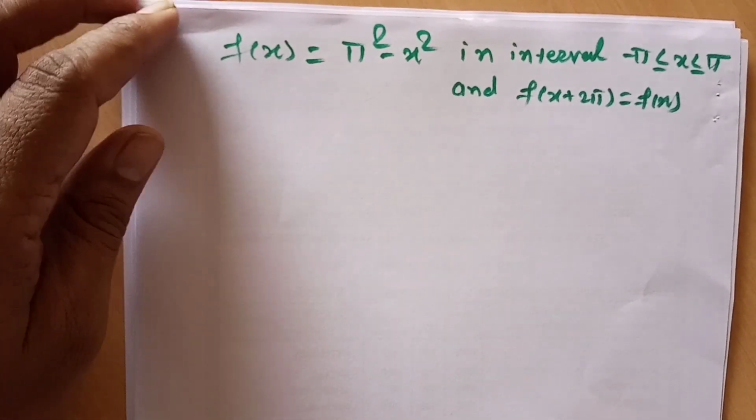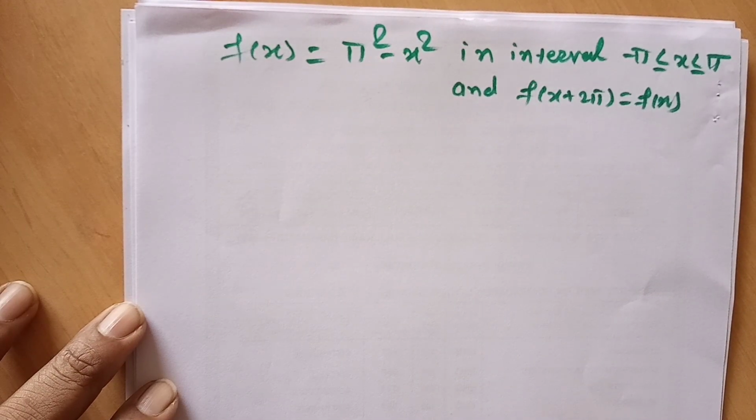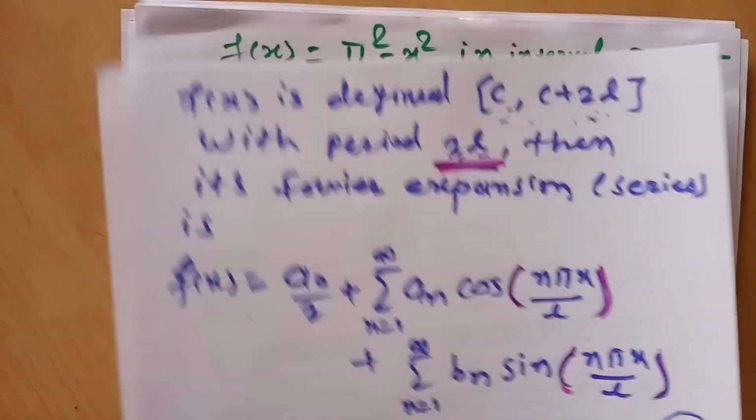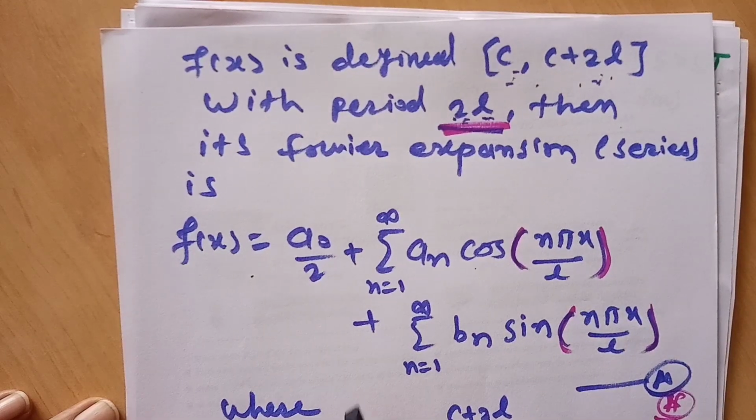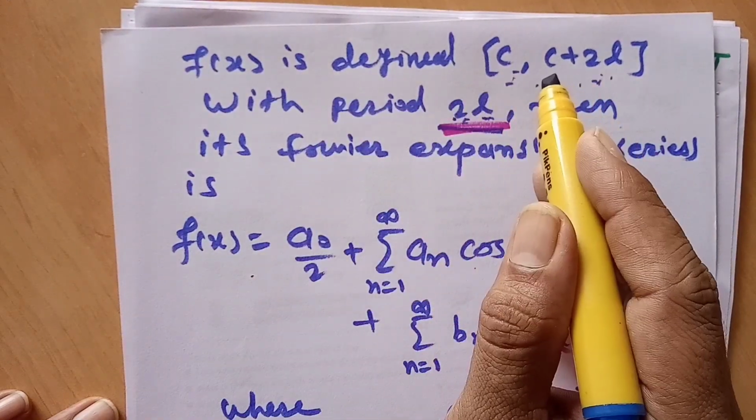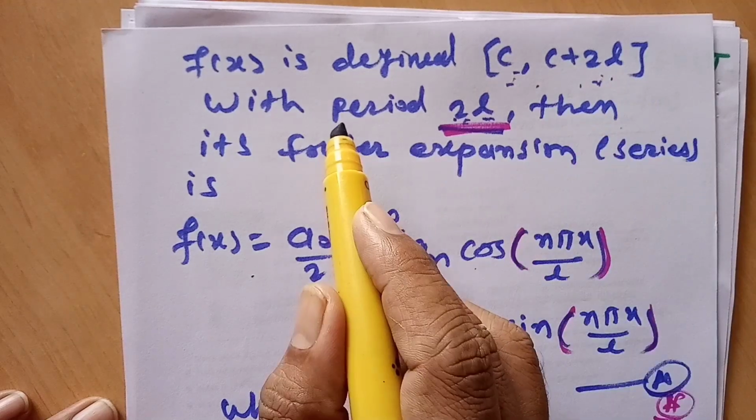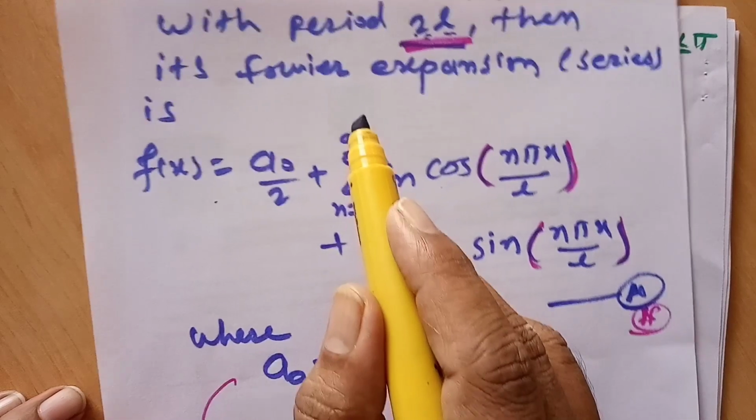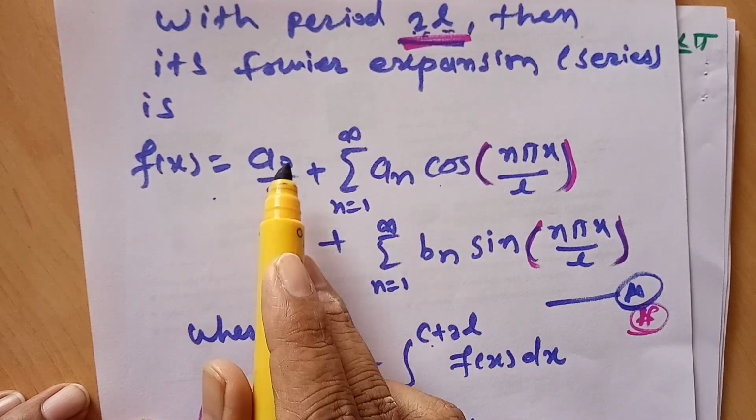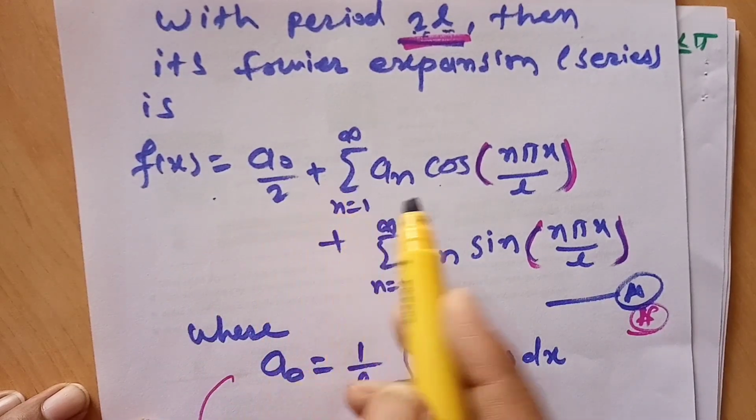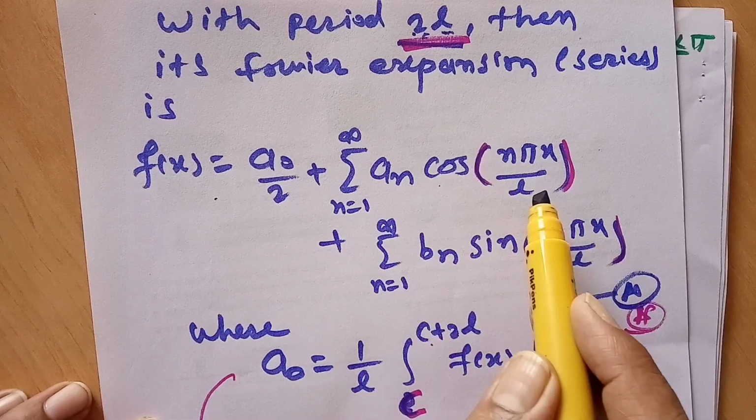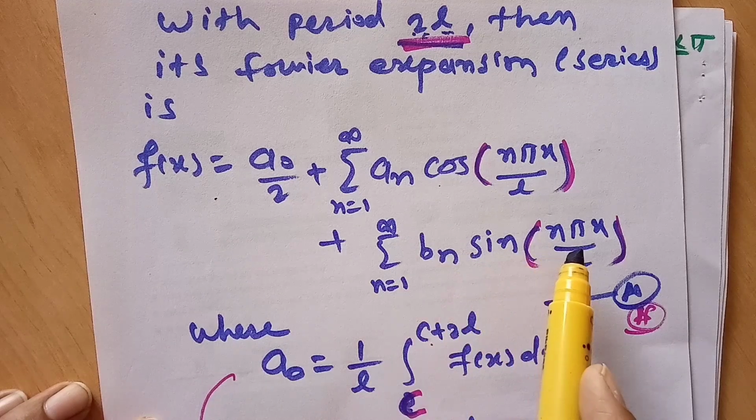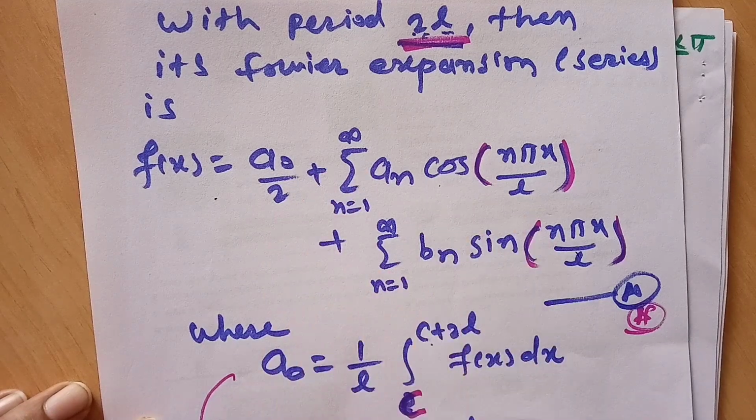Okay friends, we will continue our Fourier series. Here we are knowing that formula for the Fourier series. I will recall here a function f of x is defined in interval c to c plus 2l with period 2l. Then its Fourier series expansion is f of x is equal to a0 divided by 2 plus summation an into cos of n pi x divided by l plus summation bn into sine of n pi x divided by l. This is our Fourier series expansion.